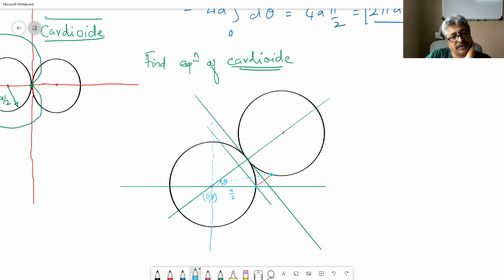Mistake. This is not 0, 0. Undo, undo. This is 0, 0.